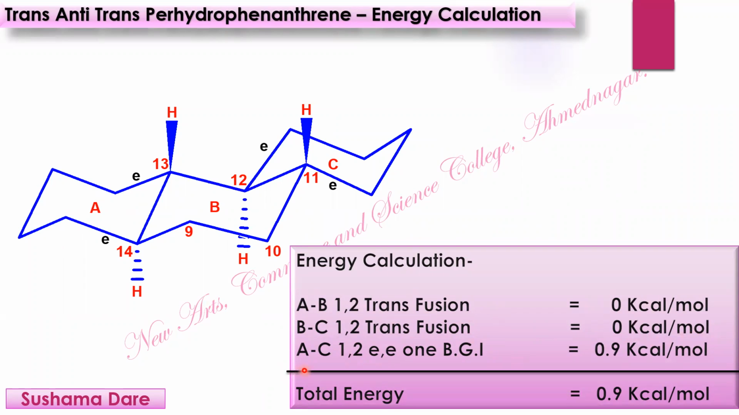Now the next energy that we have to calculate is with respect to the terminal ring. With respect to the terminal ring, which relations do you have? This is a 1 and 2 relation.